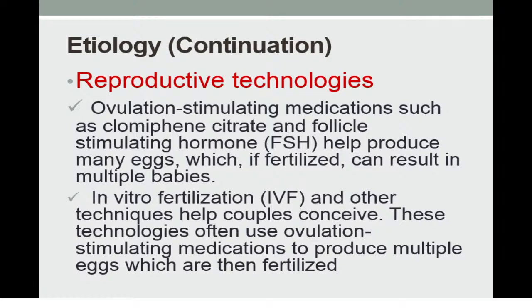Reproductive technology. Now it has become one of the most frequent contributing factors. Ovulation stimulating medications such as clomiphene citrate and follicle stimulating hormone help produce many eggs which, if fertilized, can result in multiple gestation. In vitro fertilization and other techniques help couples conceive. These technologies use ovulation stimulating medication to produce multiple eggs which are then fertilized.